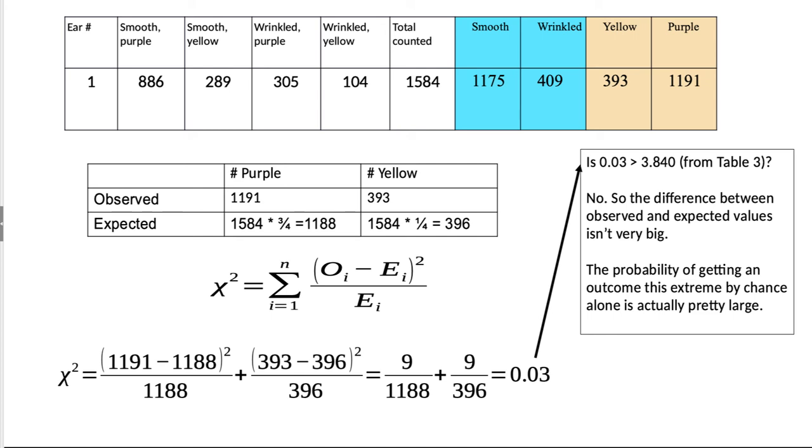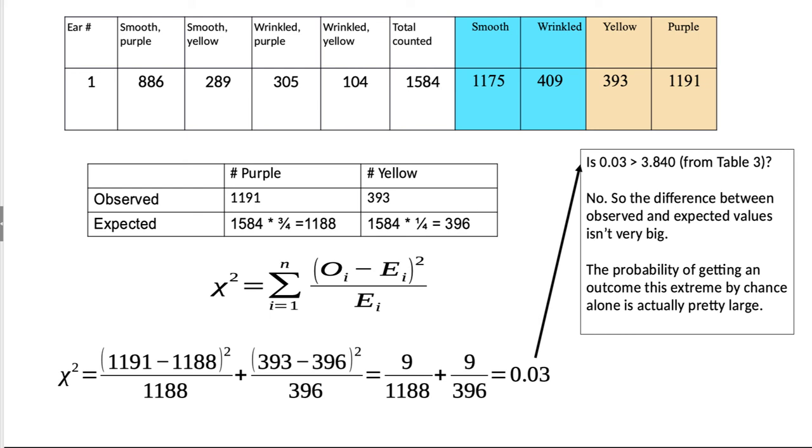In order to do the chi-square test for this, we're going to look at all four of these categories: the smooth purple, smooth yellow, wrinkled purple, and wrinkled yellow. And we need to figure out our expected values. Okay. Now think about what Mendel's ratios were for his expected values. Hopefully you can remember that the expected values are 9 to 3 to 3 to 1. So we would expect 9/16 of them to be smooth purple, 3/16 to be smooth yellow, 3/16 to be wrinkled purple, and 1/16 to be wrinkled yellow. Okay, 9, 3, 3, 1.